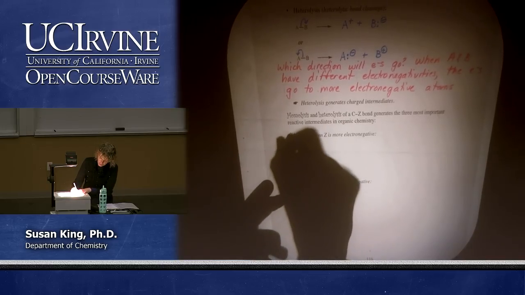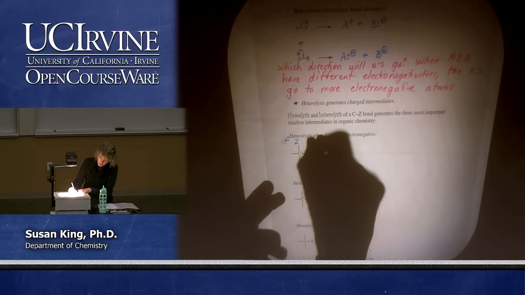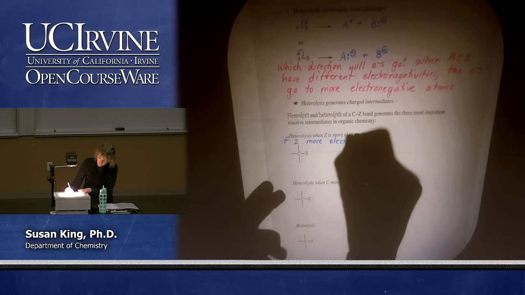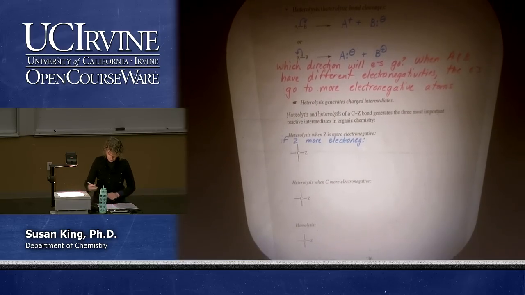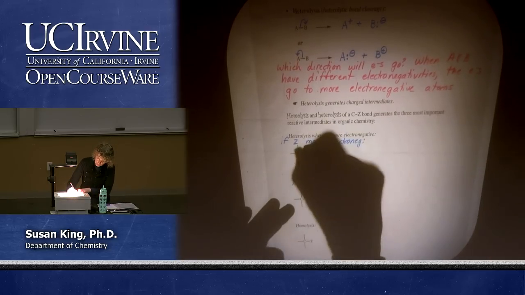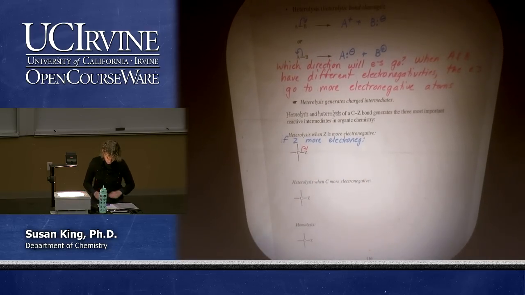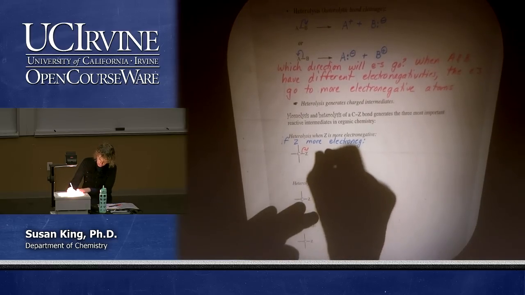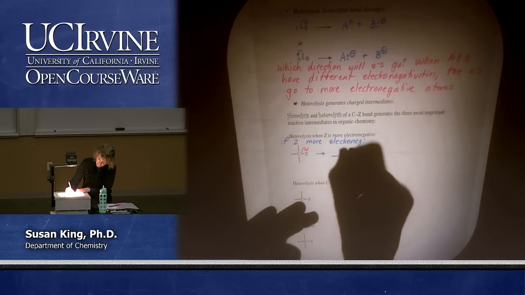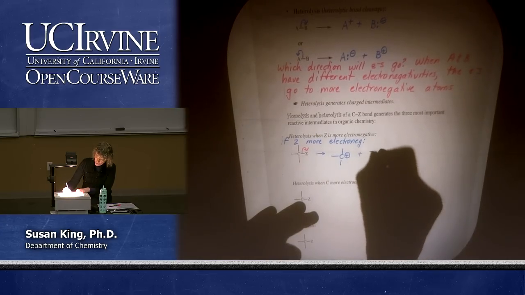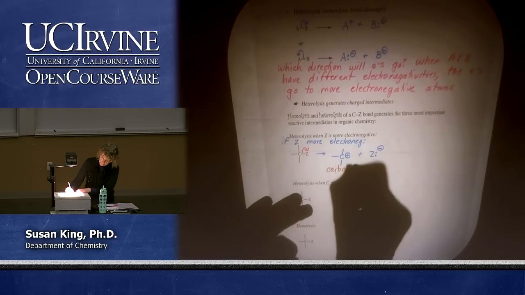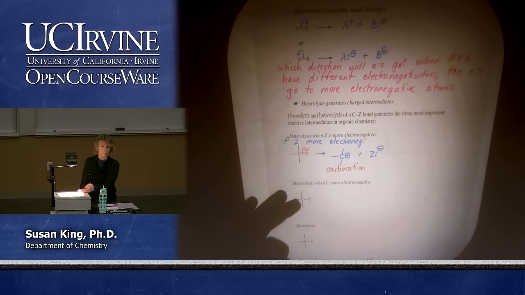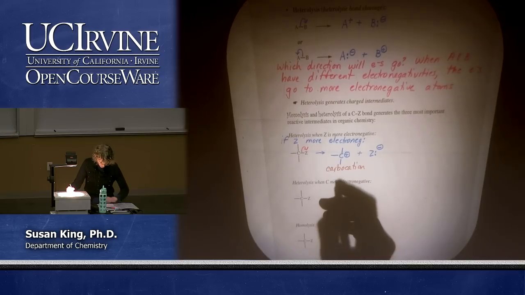So here, if Z is more electronegative, so Z is standing here for anything other than carbon, okay? So if Z is more electronegative, then we would go like this, push electrons onto Z, and we would get a carbocation and Z minus. So carbocation, is that electron rich or electron poor? Electron poor, so it's an electrophile.